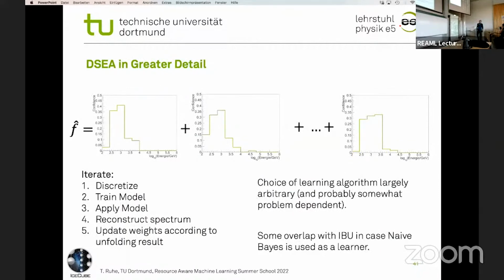The point is why this is not that simple is these are selected examples, basically. You can see that this is the energy, and this is the confidence. The maxima in the confidence, on which the classifier would base its decision, are not very distinct. These are actually pretty good examples. You can have some where it's basically almost the same, right? Okay, so we run this iteratively: we discretize, we train the model, we apply the model, we reconstruct the spectrum, and then we update the weights according to the unfolding results.